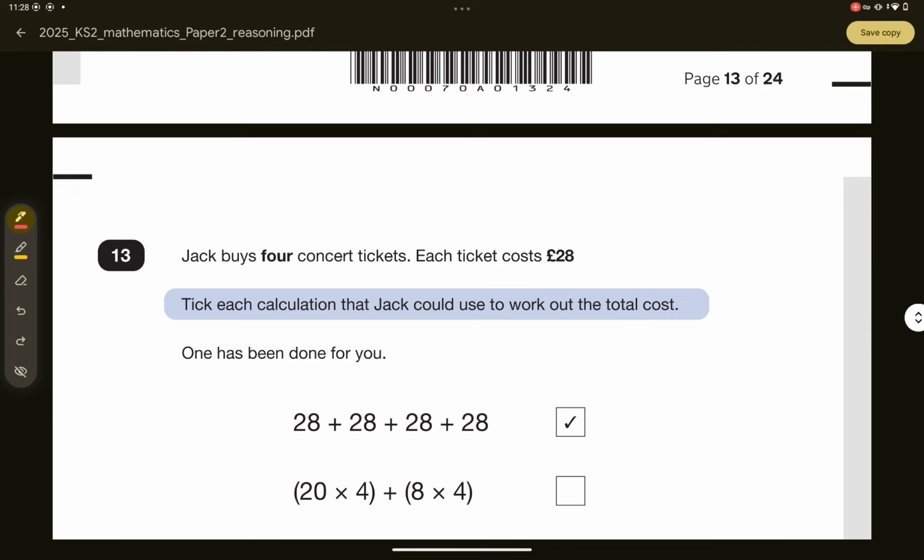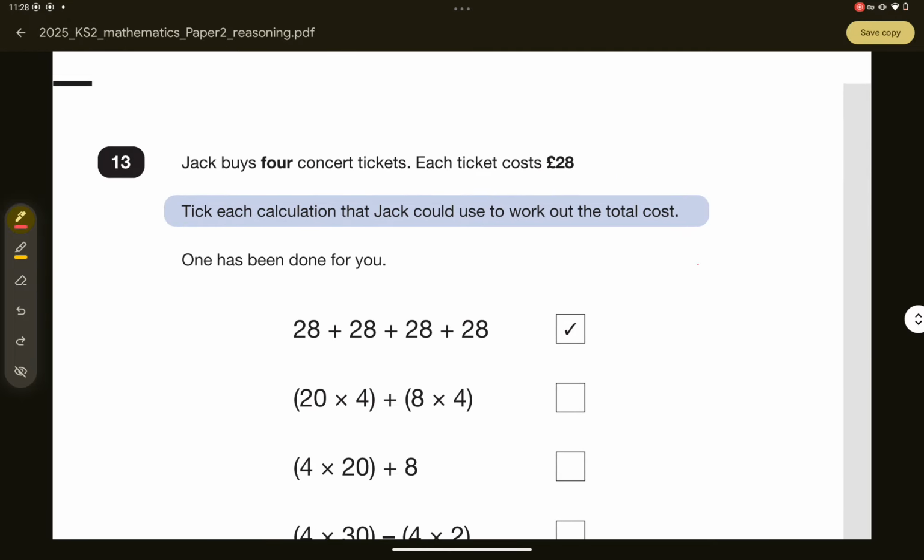Anyways, question 13. Jack buys 4 concert tickets. Each ticket costs £28. Tick each calculation that Jack could use to work out the total cost. So first of all, we need to find the total cost. So do 28 times 4 in the column method.